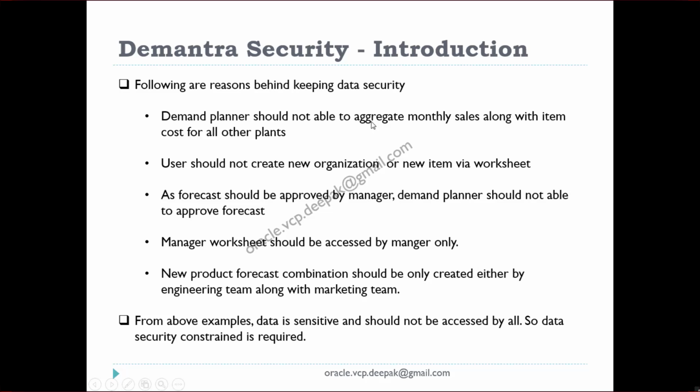The demand planner should not aggregate the monthly sales along with the item cost for all other plants. Like if I am a demand planner for M1, then I should be working with M1 only. I should not be seeing the D1 data, some other organization's data, right? So how can that restriction be applied? This is one case.